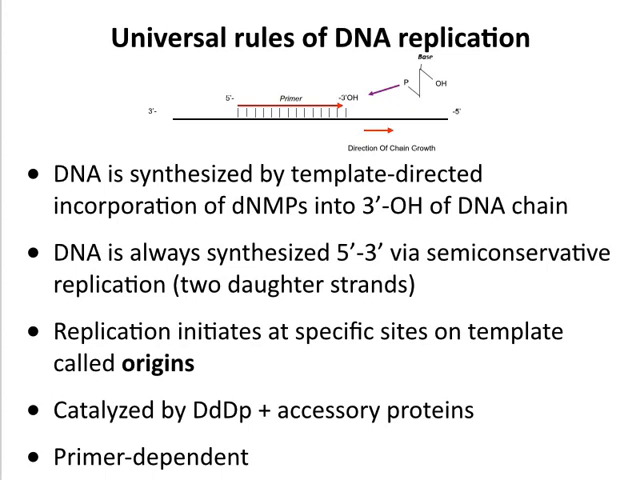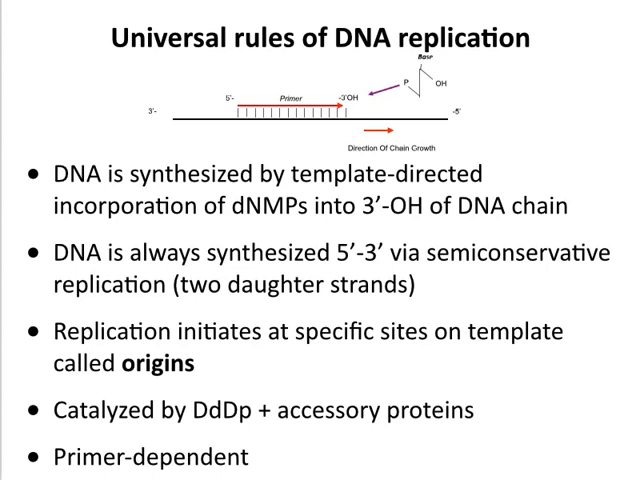And it's via semi-conservative replication. You should know what this is, but if you don't, take a double-stranded DNA, and each strand is going to be copied. So you're going to have 2 daughter strands, all right, instead of just having one, which would be conservative replication. Replication initiates at specific sites called origins. This is a very important word, origins, because we're going to talk about that a lot today.